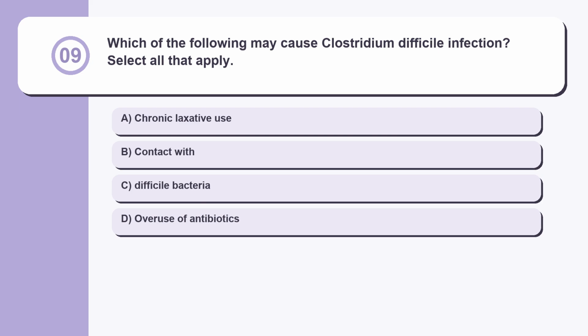Question 9. Which of the following may cause Clostridium difficile infection? Select all that apply. Chronic laxative use. Contact with C. difficile bacteria. Overuse of antibiotics.